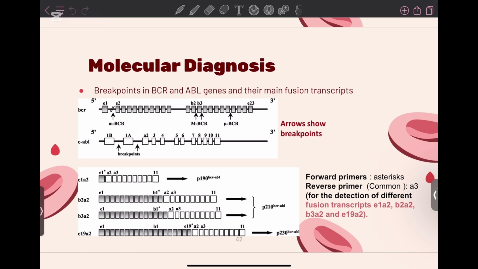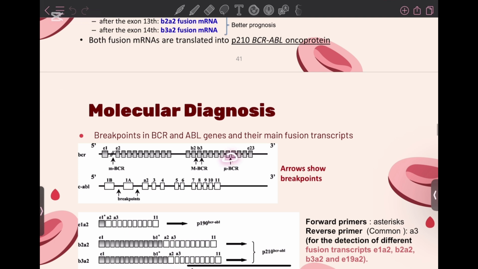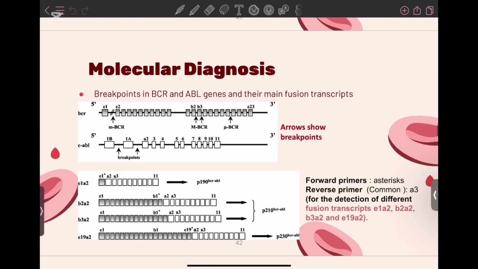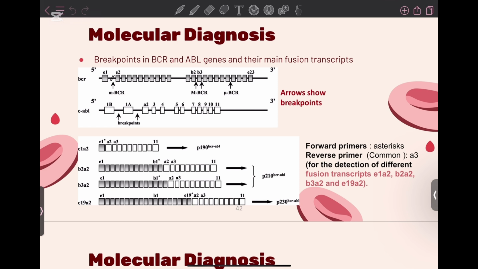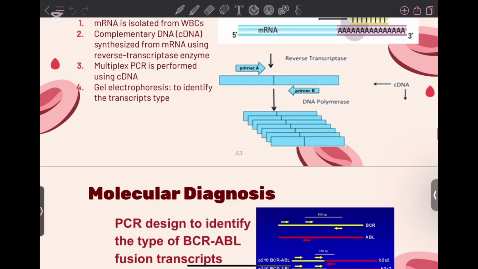So here, those diagrams or pictures are going to be present in your slides, and they indicate the different sites where the breakpoint happens. You can see here the major happens between B2 and B3, while the, I think this was the micro, happens between these two, and then the minor happens in between these two. Depending on their different segments, they're going to have different transcription. And here we can see the fusion between the transcription of E1 and A2. So these diagrams are just basically explaining the concepts right here.